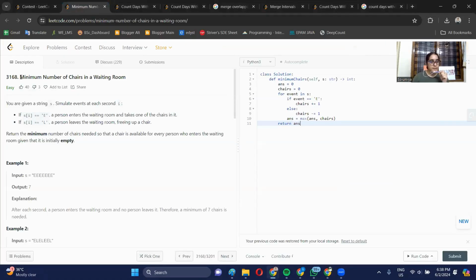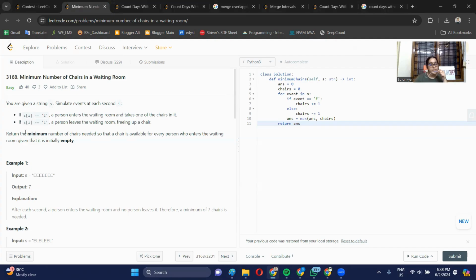Here you can see the question is minimum number of chairs in a waiting room. We're given a string S that has the characters E and L. This string is simulating the events that are happening at each second I. So at each second, a person can enter the room, or a person can leave the room when the character is L. I is nothing but the index of the string, right? The first second, the person is entering. Second, the person is entering. So it continues for all 7 seconds. So obviously, the number of chairs that we require is 7.